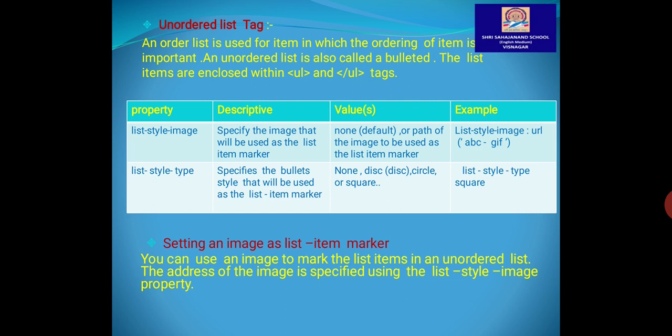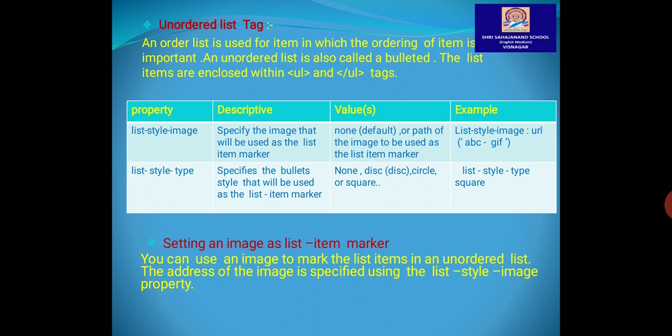First, property list style image. It is the image that will be used as the list item marker. The value is none or the path of the image to be used as the list item marker. For example, list style image URL abc.gif. Second one is list style type. It specifies the bullet style that will be used as the list item marker. Values are none, disk which is the default value, circle or square. List style type square is an example.